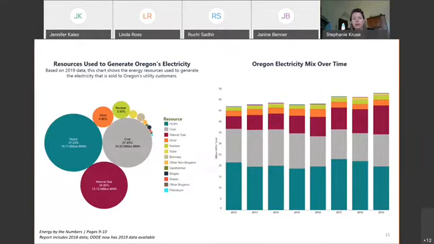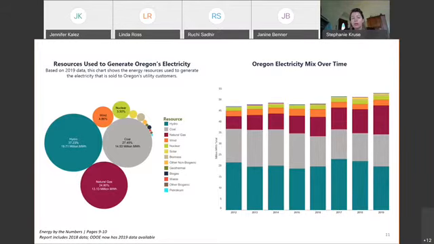These two charts come from Oregon's electricity resource mix. And this is where ODO actually works with some of our partners and utilities to put together exactly what resources are used to generate the electricity that we consume in Oregon.